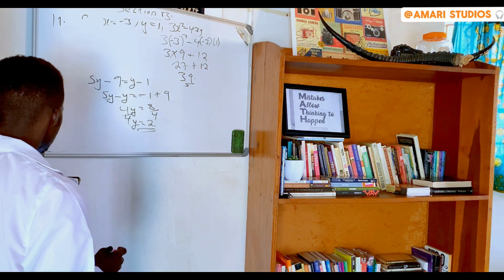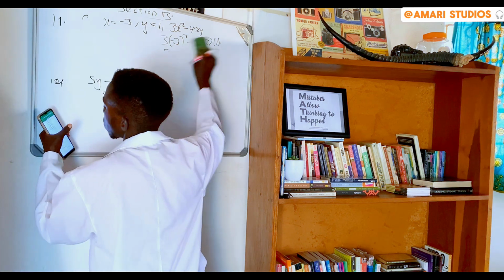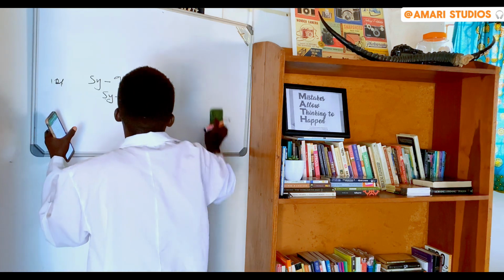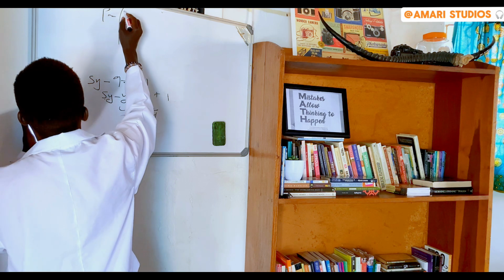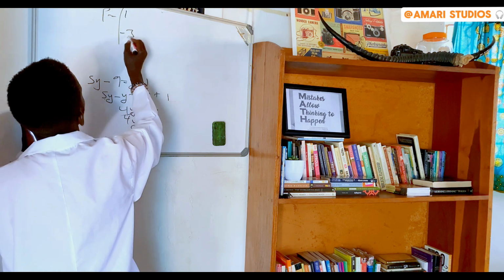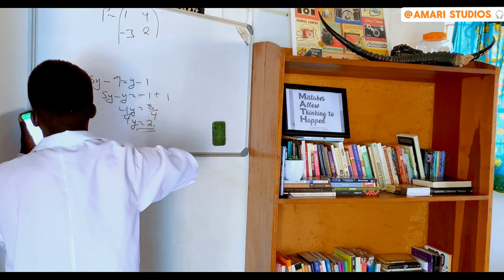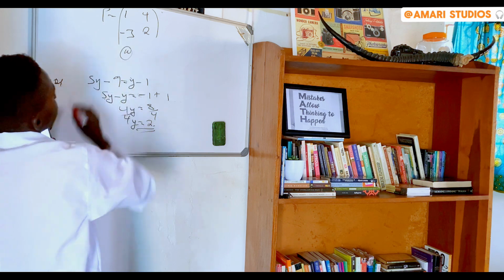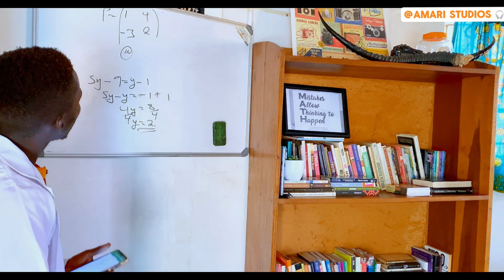We move on to question 15. Question 15 is saying, given a matrix P, this is our matrix P, 1, -3, 4, and 2. Given the matrix P, question A is saying state the order of the matrix.